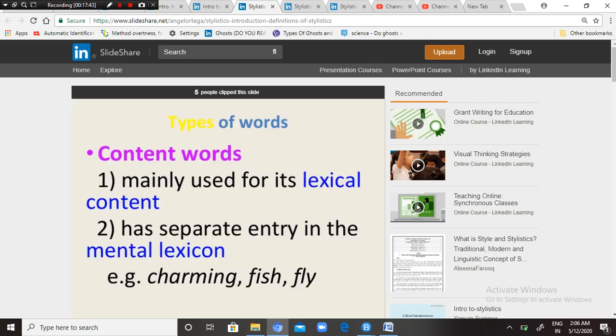Types of words. The types of words are content words, mainly used for their lexical content. Each has a separate entry in the mental lexicon, for example a charming fish and a fly. These are the types of words which we are using as content words.